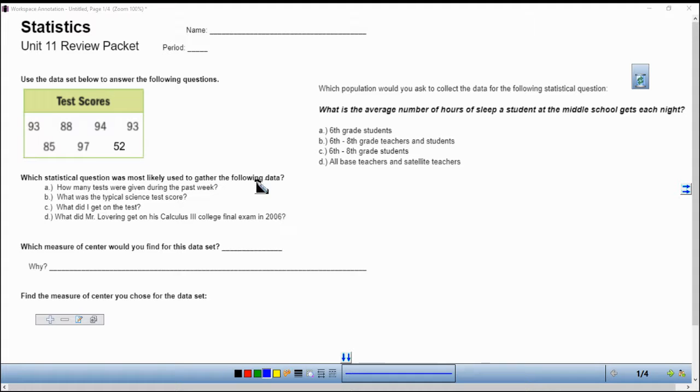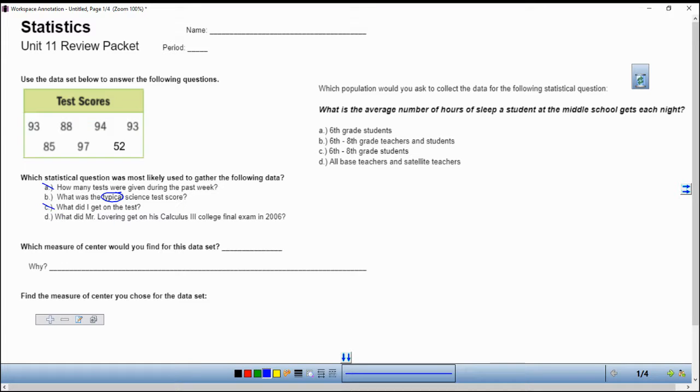So what we have here is a group of data called test scores. We have a 93, 88, 94, 93, 85, 97, and a 52. It says, which statistical question was most likely used to gather the data? Question A was, how many tests were given during the past week? Well, the thing says test scores, so I don't think it was that. What was the typical science test score? I like that word typical. I'm going to keep that one. What did I get on the test? Well, that's only one test score, so it's not going to be that.